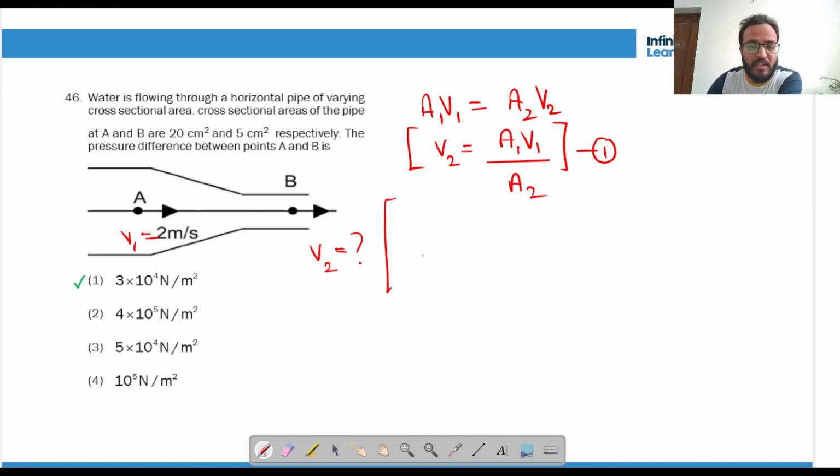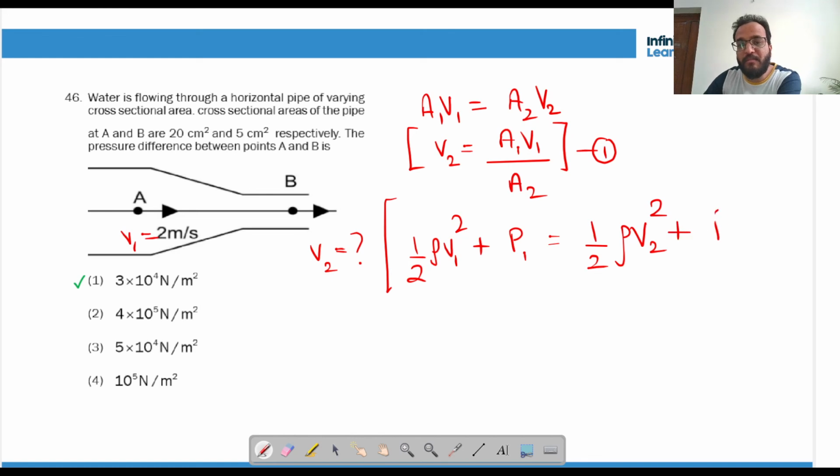Second, you will use Bernoulli's equation. Heights are the same. So you will say half rho V1 square plus P1 is equal to half rho V2 square plus P2. So from there you can get the difference between pressures. Okay, and V1 and V2 we know already, density we know already of water, right? So just put the values carefully and get the right answer. There is no issue in that.